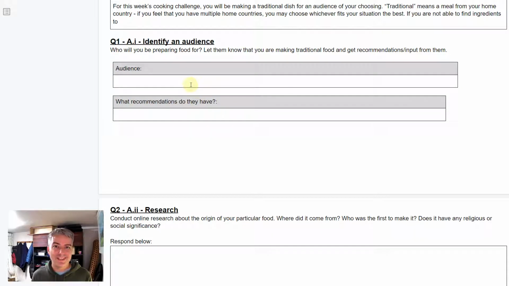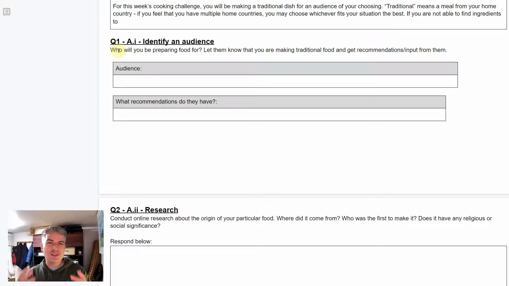Question one is where we're going to be identifying an audience. So we just need to identify who is going to prepare the food for us, because a big part of the design process is being able to have an authentic audience and have somebody that you can get feedback from, get some ideas from, and then ultimately make the meal for and get some final feedback.